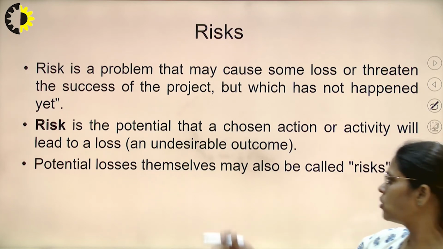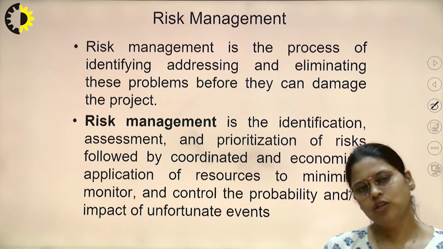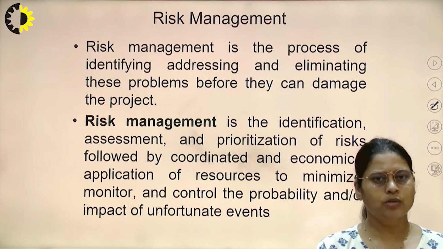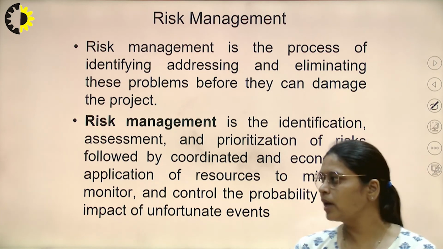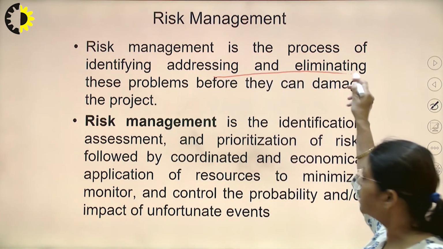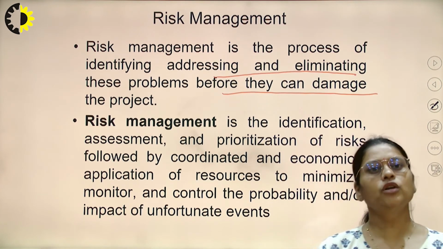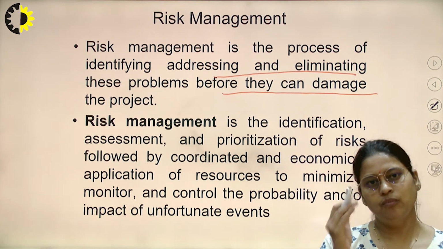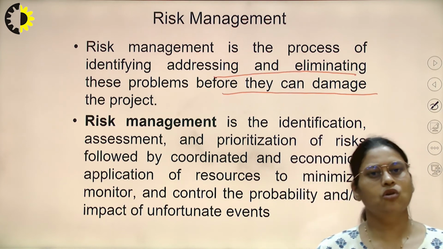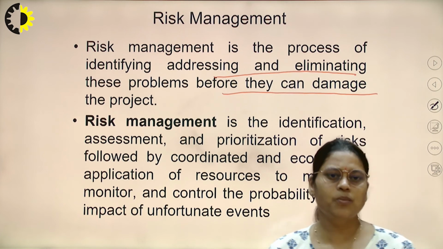So potential losses themselves may also be called risk. First of all, we have to consider these risks, and then we have to apply the risk management process. So what is a risk management process? It is a process of identifying, addressing and eliminating the problems before they can damage the project. Before they affect the success of the project, we have to eliminate these problems during the risk management process.